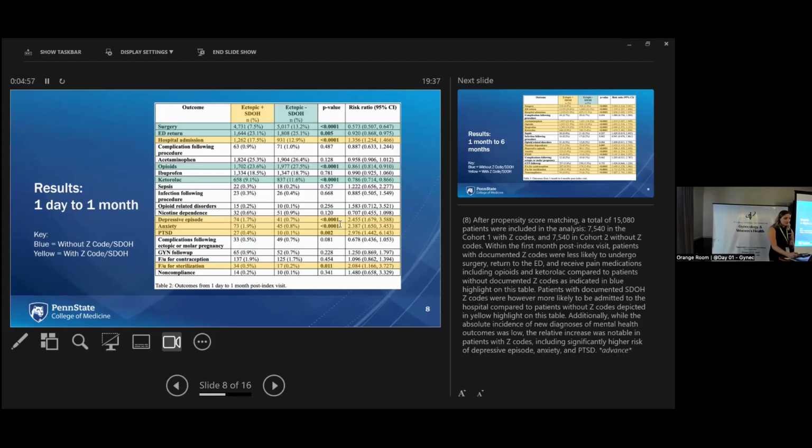Additionally, while the absolute incidence of new diagnoses of mental health outcomes was low, the relative increase was notable in patients with Z codes, including significantly higher risk of depressive episodes, anxiety, and PTSD.